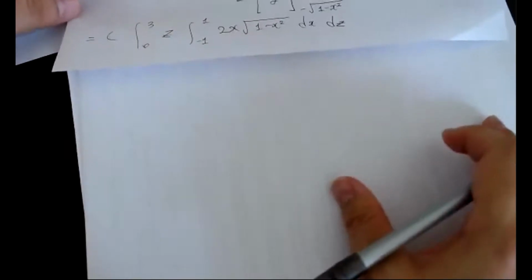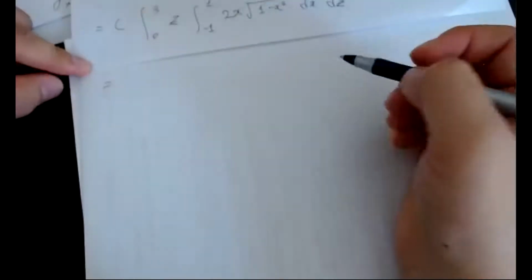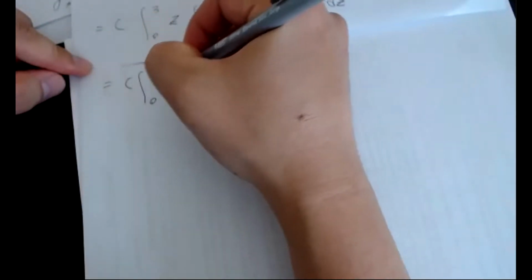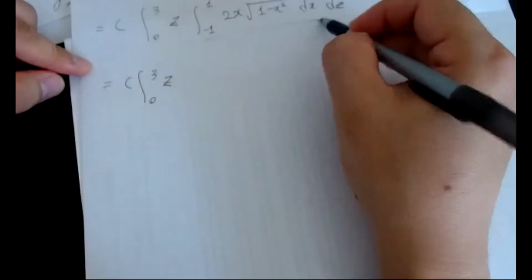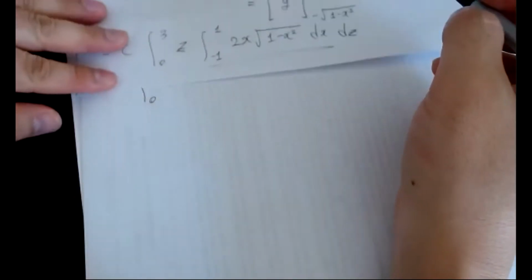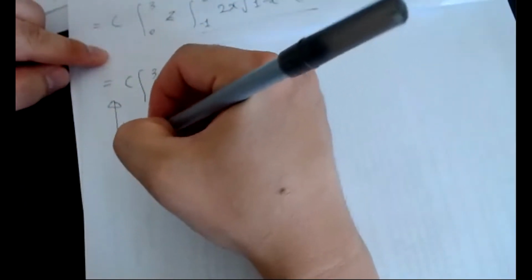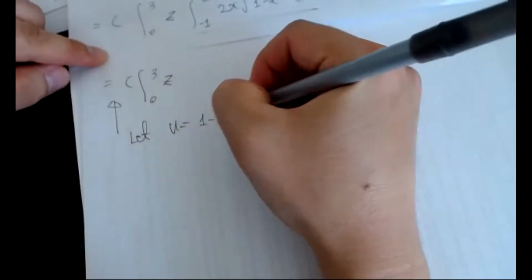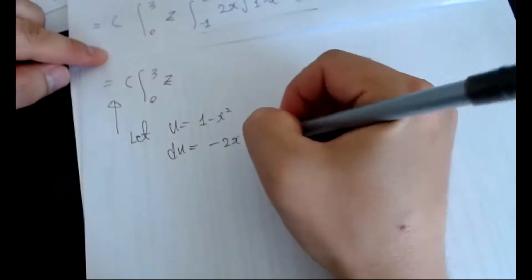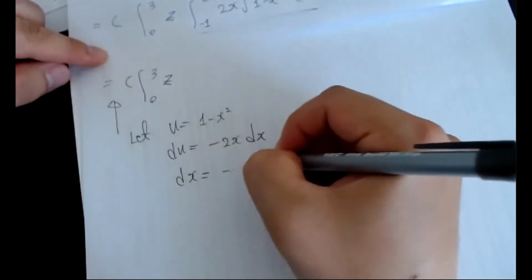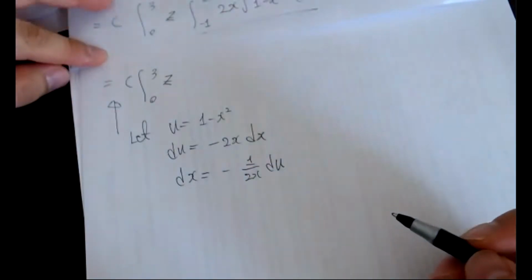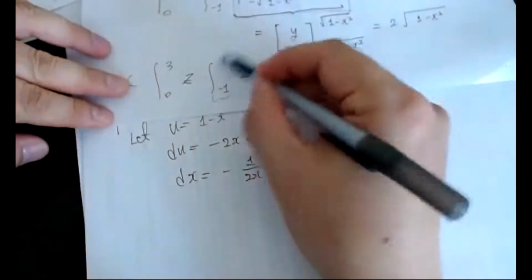So now then, from there, this is equal to c times the integral from 0 to 3 of z times, what is this? Okay, we have to apply u substitution, right? I think we can apply u substitution. So let's say u is equal to 1 minus x squared, then du is negative 2x dx. So dx is negative 1 over 2x du. Okay, and then we have to change the limits of integration, right?